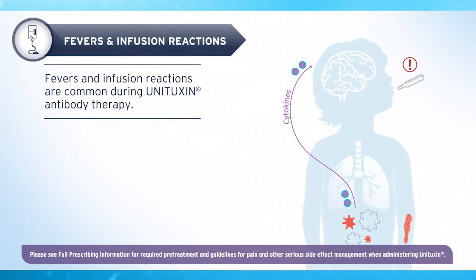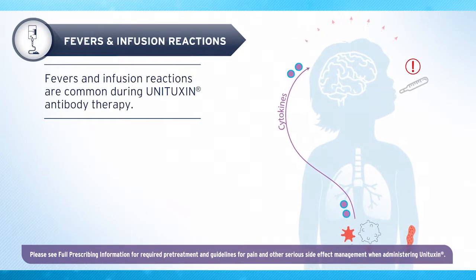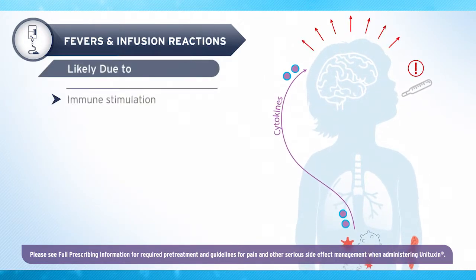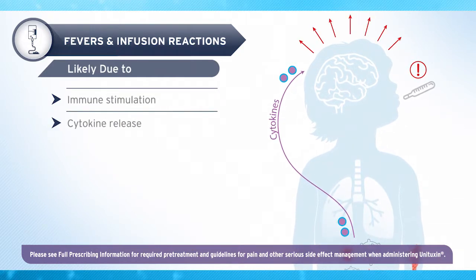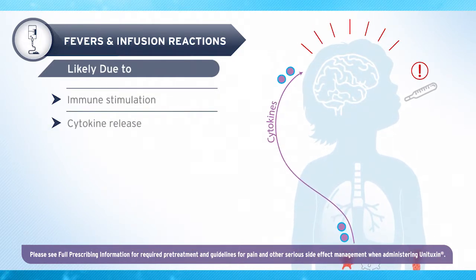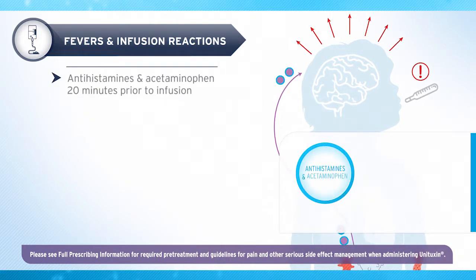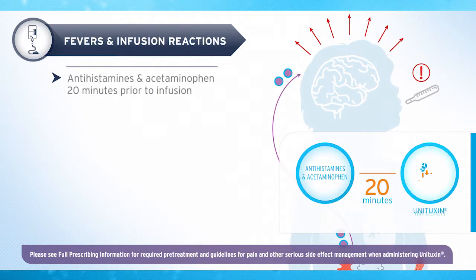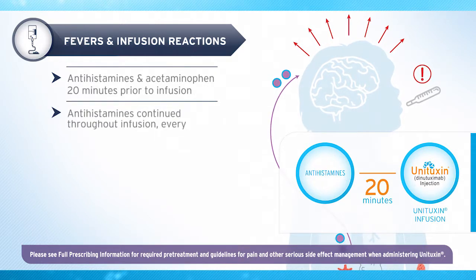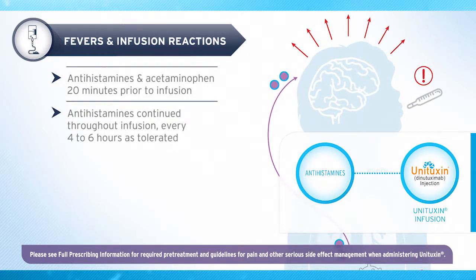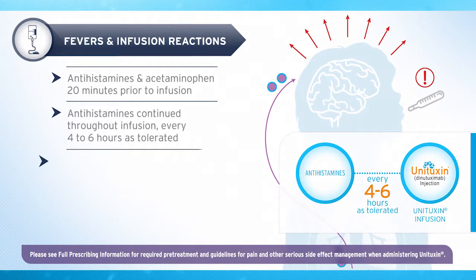Fevers and infusion reactions are common during Unituxin antibody therapy and are likely due to immune stimulation and cytokine release. To help prevent infusion reactions and fevers, patients are given antihistamines and acetaminophen 20 minutes prior to Unituxin infusion. Antihistamines are continued throughout the infusion every 4 to 6 hours as tolerated.